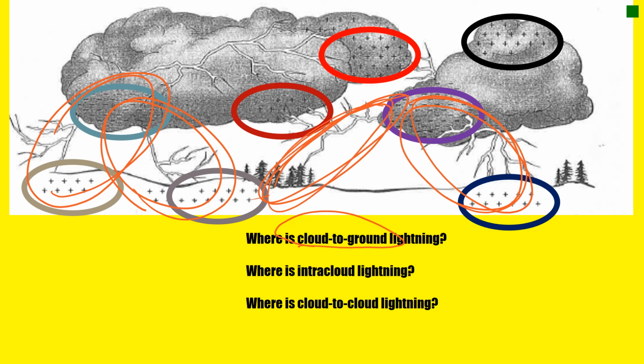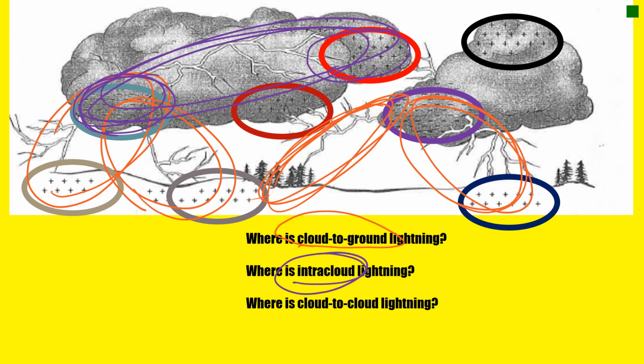Okay, then let's do intracloud. I'm going to do that in purple. So intracloud is within the same cloud. So we see lightning right here on the left cloud, and so this is a negative, this is your positive, so this is where your lightning occurs. You also have this negative to this positive that would also be intracloud lightning.